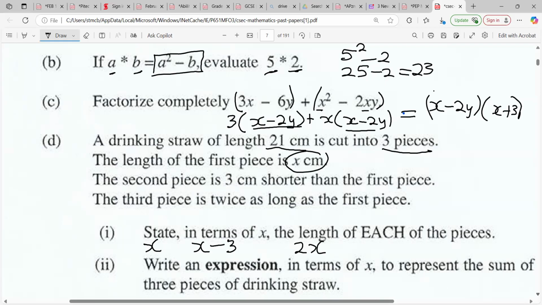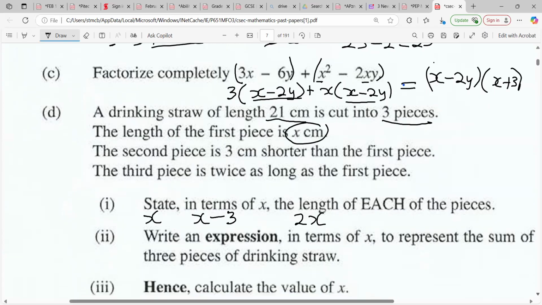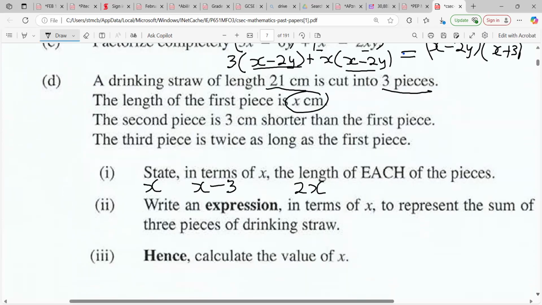It says write an expression in terms of x for the sum of the three. Remember, you're encouraged to try. So let's find the sum. Sum means to add, right? So it should have been x plus x minus 3 plus 2x, because that's what they want, the sum. And we can simplify it. So x plus x is 2x, plus 2x is 4x, minus 3. So it should have been 4x minus 3 as the expression.